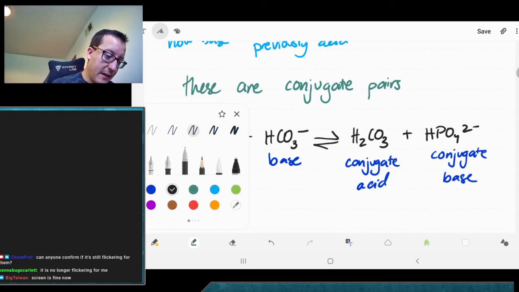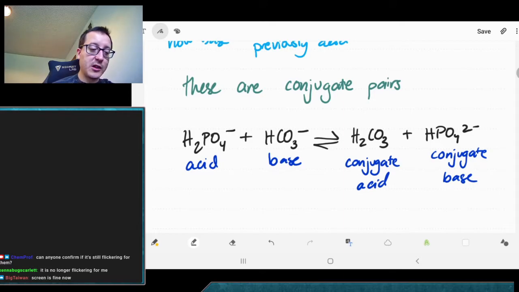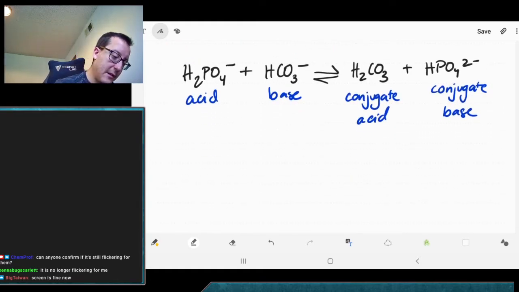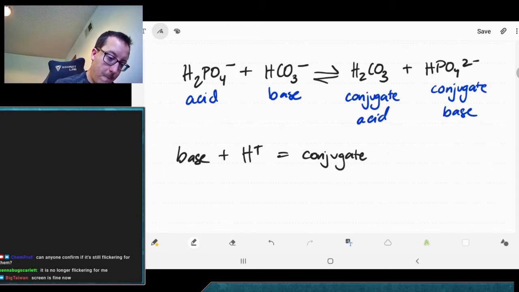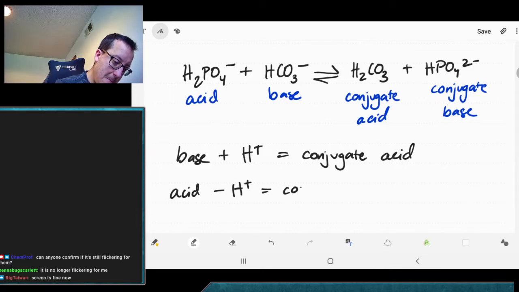So just identifying pairs. Your conjugate acid will be whatever your base used to be, plus an H+. So let's take a look at that. Base plus your hydrogen equals conjugate acid. And it'll be just the opposite here. So acid minus H+ is your conjugate base.